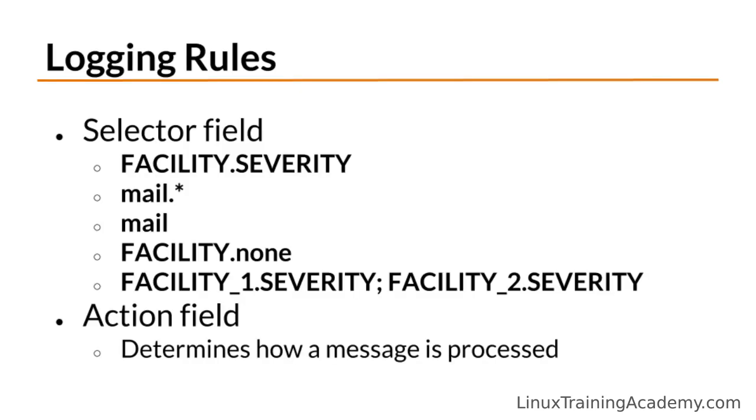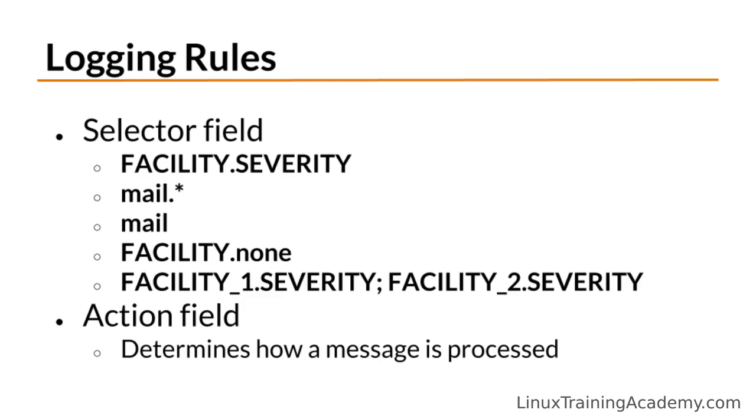Logging rules consist of two fields. The first field is called the selector field, and it lists the facilities and severities of messages to include in the rule. The second field is called the action field, and it determines what will happen to the messages matched by the selector field. The most common action is to write the messages to a log file. The selector field and action field can be separated by one or more spaces or tabs.